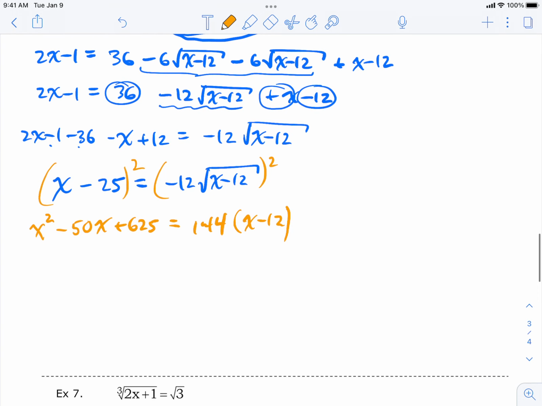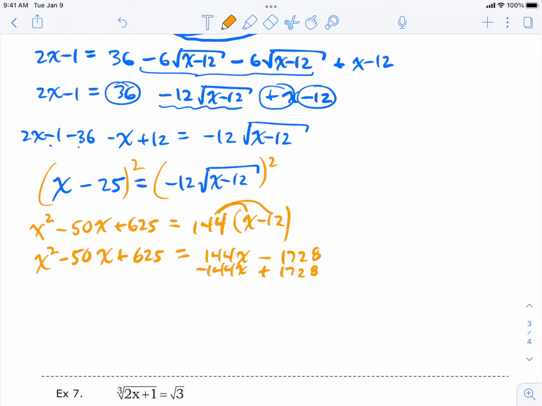Well, it is what it is, folks. Let's just keep cranking. So I've got an x squared minus a 50x plus a 625 equals 144 times x minus 12, and then this is, I want to say, 1728. 12 cubed is 1728. I just happen to know that. So anyway, we've got a quadratic showing up. Let's subtract the 144x and add the 1728 on both sides. X squared minus, this will become a 194x.